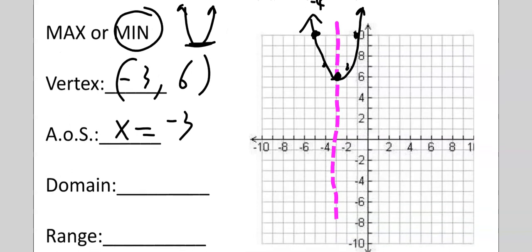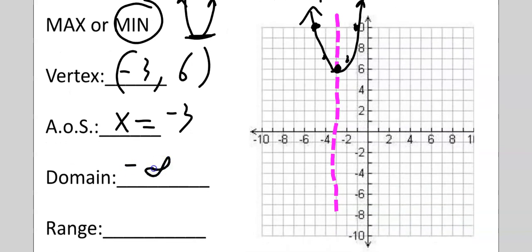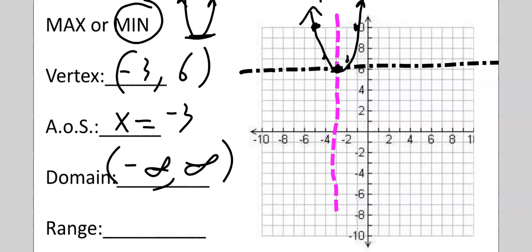Got it. The domain, as we've said many times over and over, is just going to go left and right forever. The range: how low does it go? Well, it's bottoming out at 6. That's how low. And how high does it go? Infinity. And at 6, we put a bracket, and a parenthesis here.